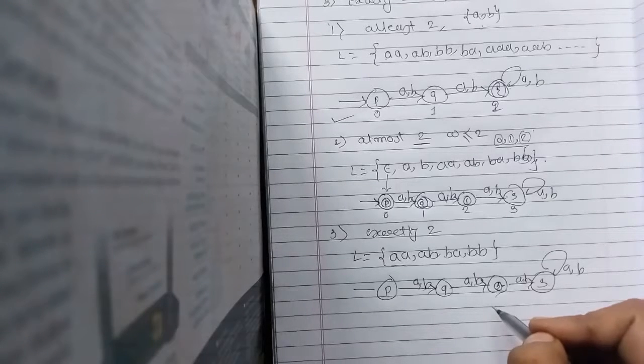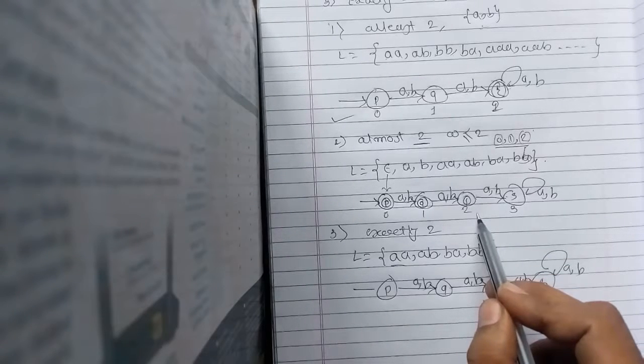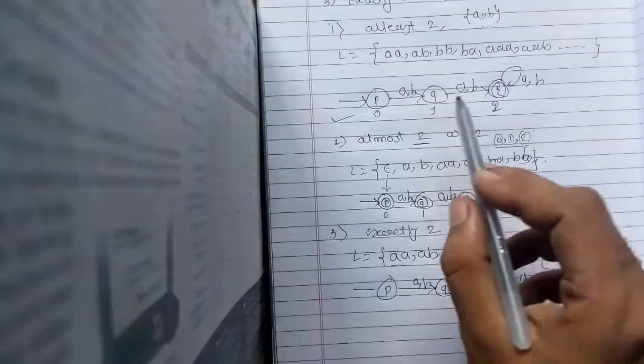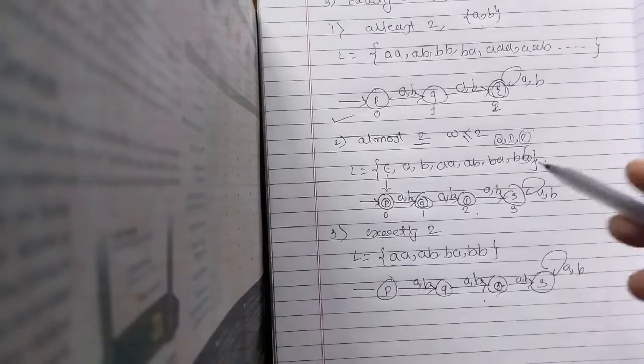So if you see these automata, this one is accepting exactly 2, this one is accepting at most 2, means 0, 1 or 2, and this one is accepting at least 2. Okay, so these are the DFAs. Thank you.